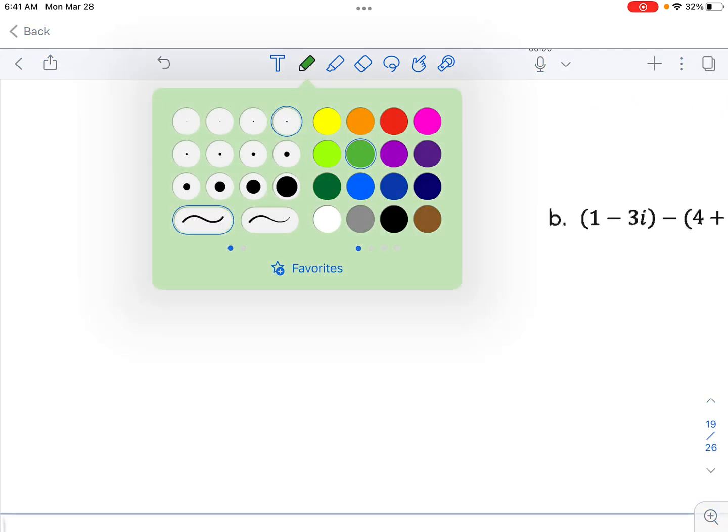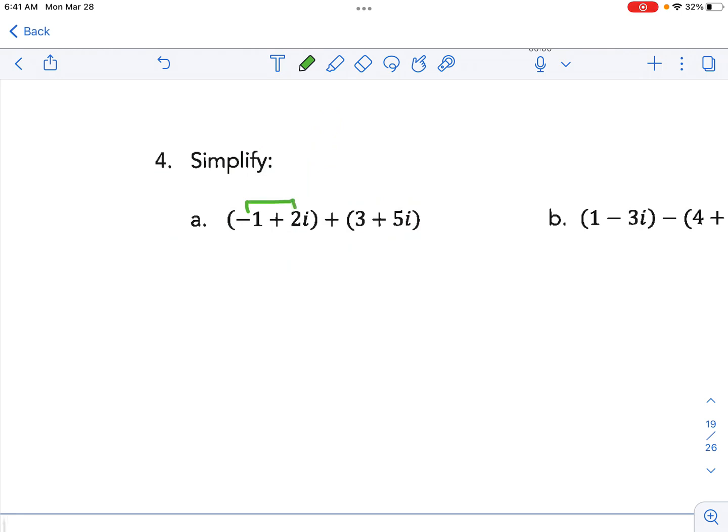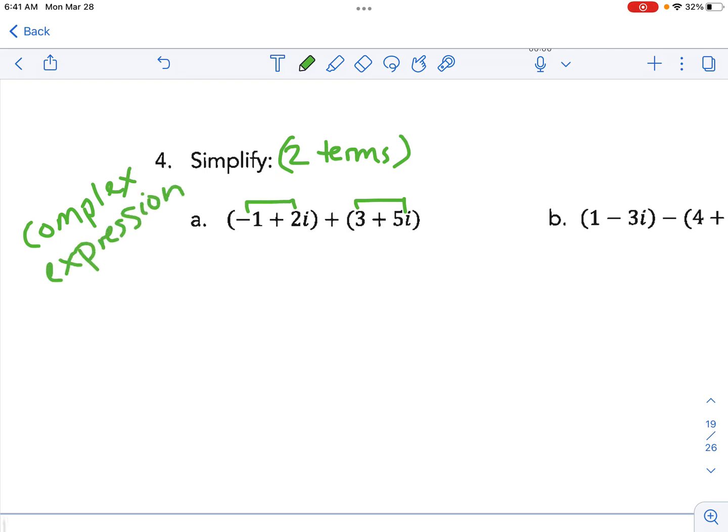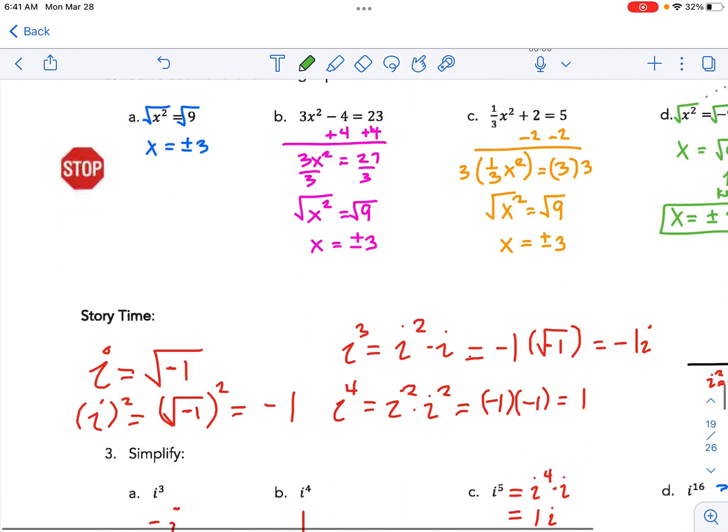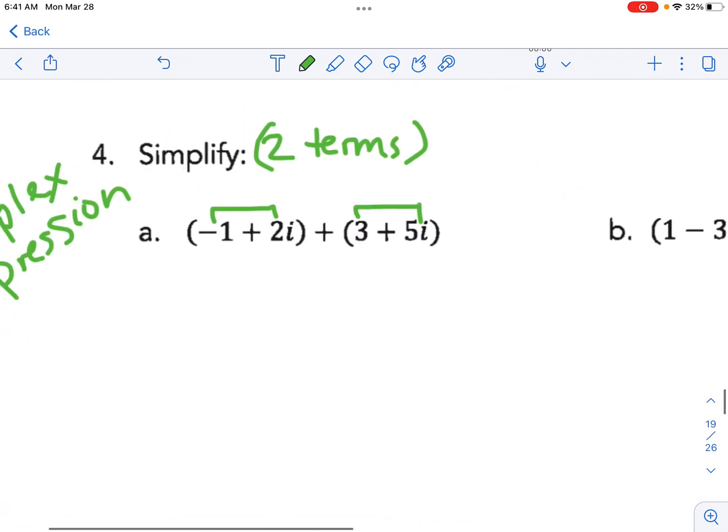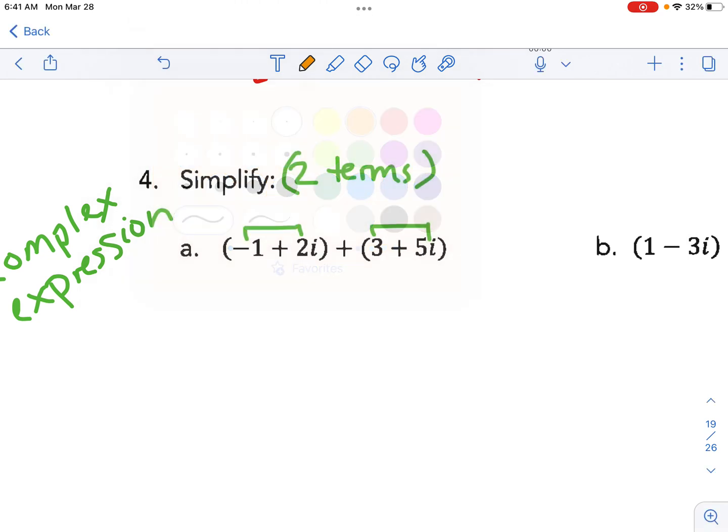So these expressions, although they are binomials, right, we still have a binomial here, and we still have a binomial here. We still have two terms in the brackets. We call this a complex expression. That's the general term for it. So let's combine, let's see, I'm just going to get my color coding here, orange and pink. Okay, let's combine these things.